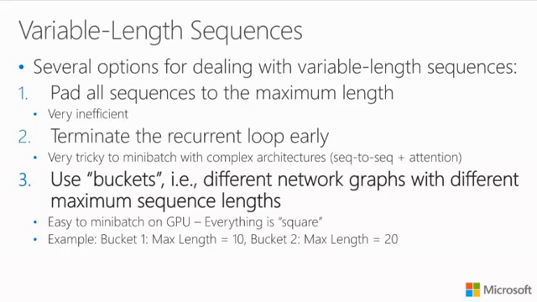So the next problem is variable length sequences, which is not unique to MT, but it's certainly a big problem in all NLP tasks and also in speech and so on. There are three possible ways to deal with it. One is to pad all your sequences to the maximum length, which is very inefficient. Another one is to terminate the recurrent loop early. It's tricky to do this with complex architectures because it makes everything non-square, unless you pad it to the longest length.